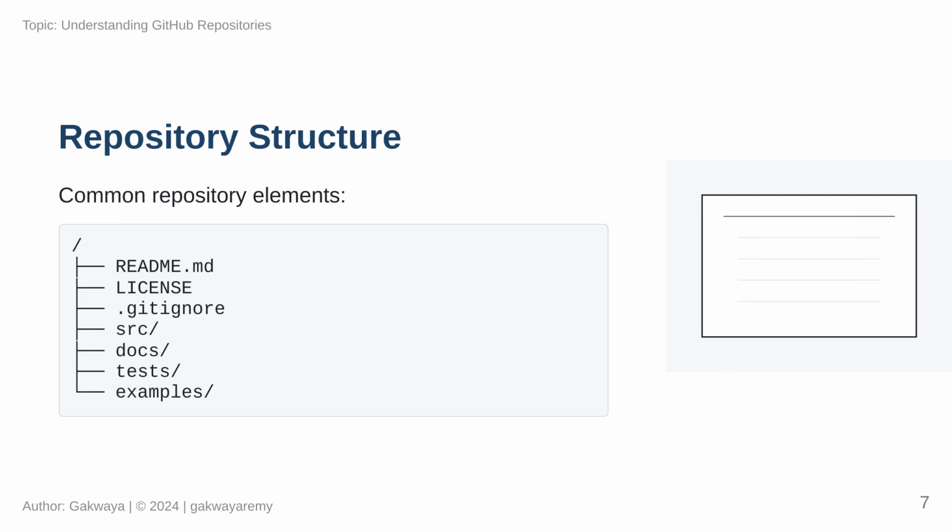A well-organized repository makes it easier for others, and future you, to understand and contribute to the project. The structure should be logical and consistent. The SRC folder contains your source code, docs for documentation, tests for your test files, and examples for usage examples. This structure can vary based on your project's needs, but consistency is key.